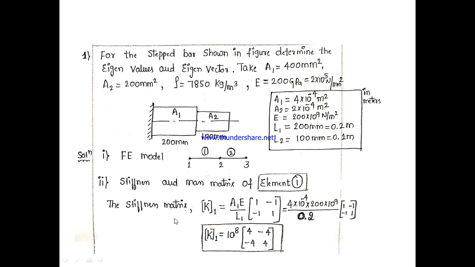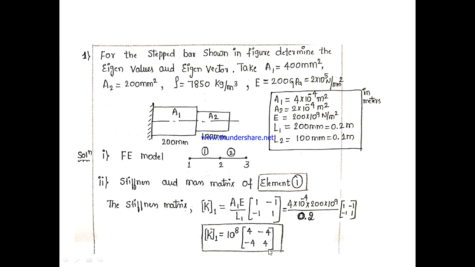The stiffness of the bar element remains the same here. K1 is equal to A1 E by L1 times the matrix [1 -1; -1 1]. Area A1 is 4 into 10 raised to minus 4, E is 200 into 10 raised to 9, and length L1 is 0.2. If I substitute, I get K1 equal to 10 raised to 8 times the matrix [4 -4; -4 4].